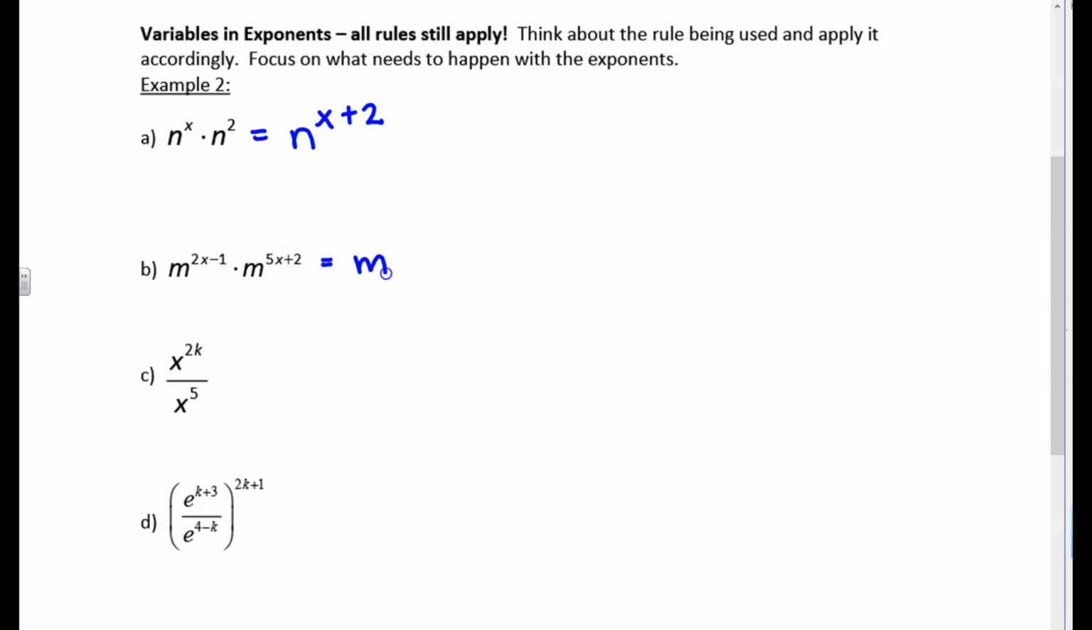This becomes m to the 2x minus 1 plus 5x plus 2, which gets me m to the 7x plus 1. Here we're dividing, so we're going to subtract our exponents. This becomes x to the 2k minus 5.